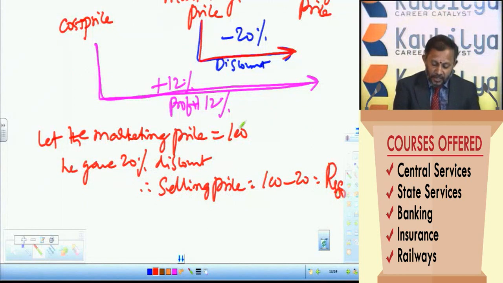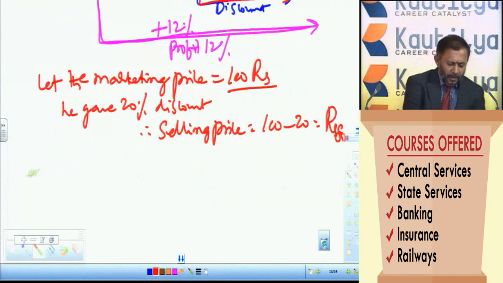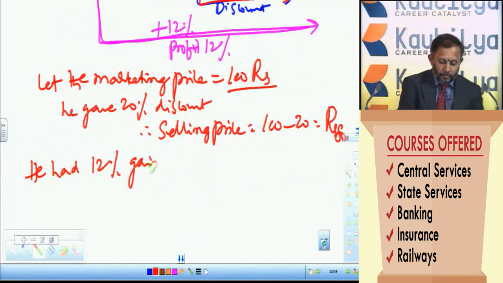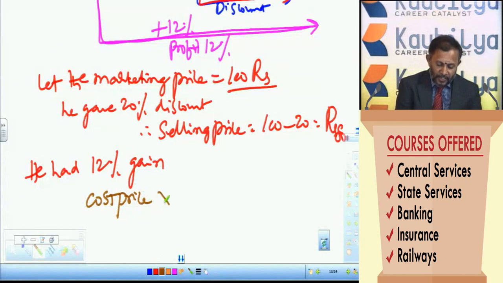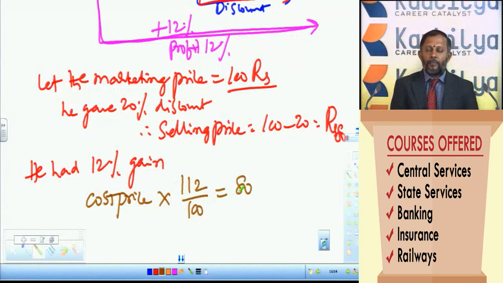The marketing price, you have to mention, is 100 rupees. And he had given a discount of 20%. So therefore, the selling price is 80. And as per the data, he had a 12% gain. Therefore, the cost price is increased by 12% because he had a gain. So he sold the article at a 12% gain over the cost price. So cost price into 112 by 100 is equal to 80.